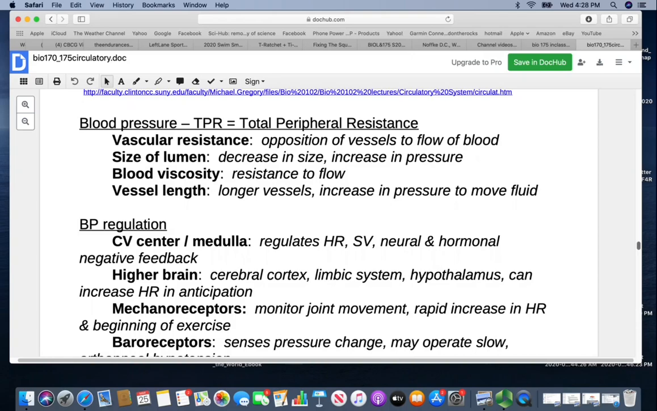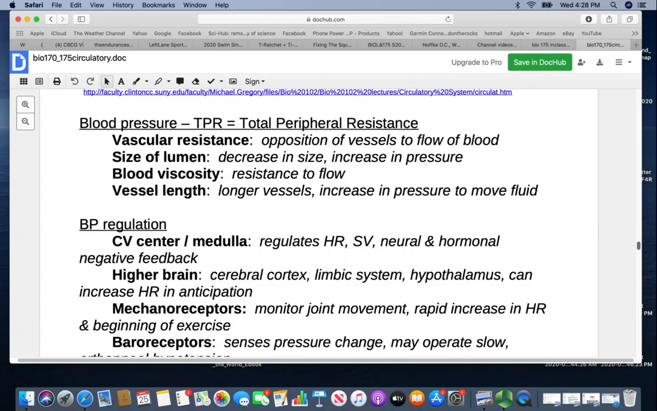If you decrease the size, it's going to increase the pressure. So you can see this effect if you put a nozzle on a garden hose or try to drink through one of the coffee stirring straws. Blood viscosity will also influence this. It's the resistance to flow. So if you imagine what it's like to try and drink honey through a straw versus water, honey is a more viscous fluid. And then vessel length.